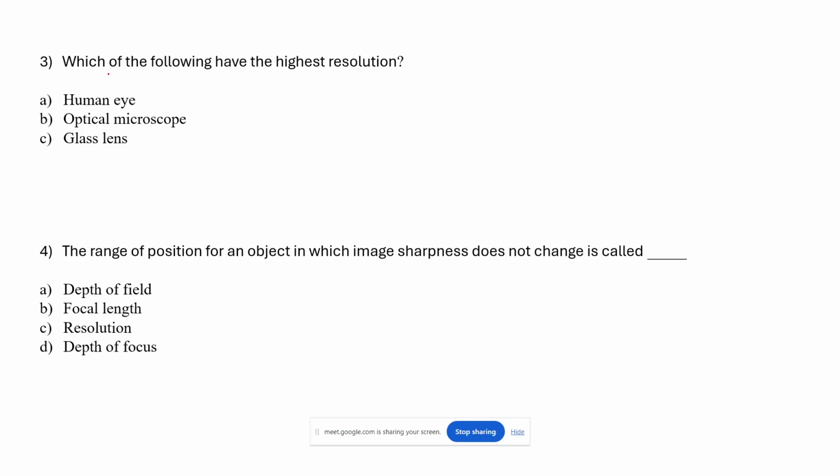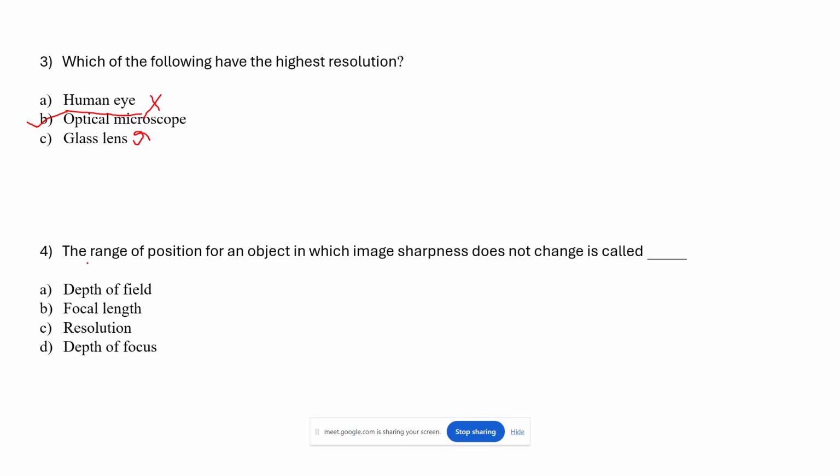The third question is, which of the following has the highest resolution? The first option is the human eye. If the human eye had the highest resolution, then we wouldn't require any microscopes to look at our things. This will not be correct. The second one is the optical microscope, and the third one is the glass lens. Glass lenses are used in the optical microscope. The combination of these glass lenses is used in the optical microscope to have a higher resolution. So option B will be correct.